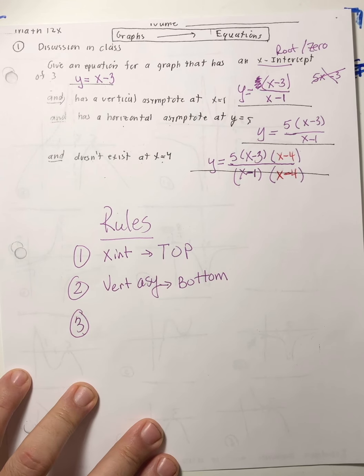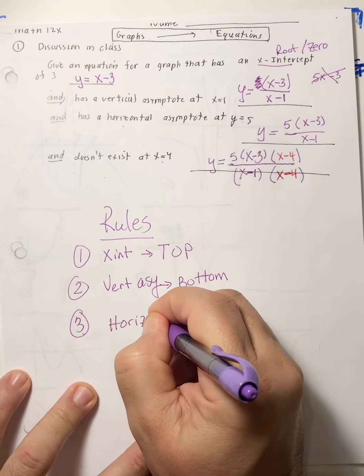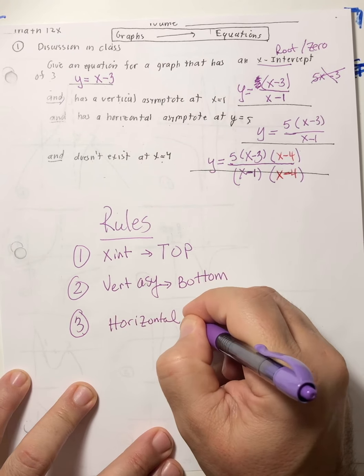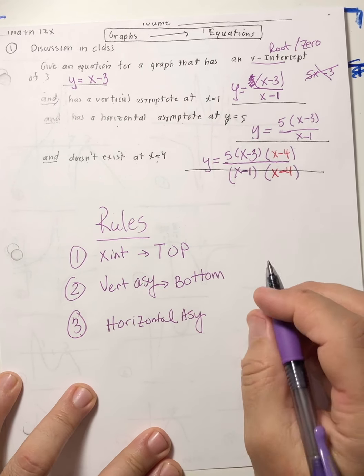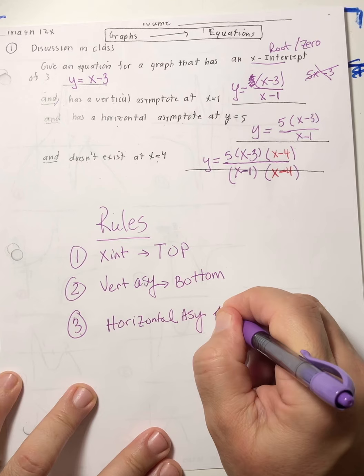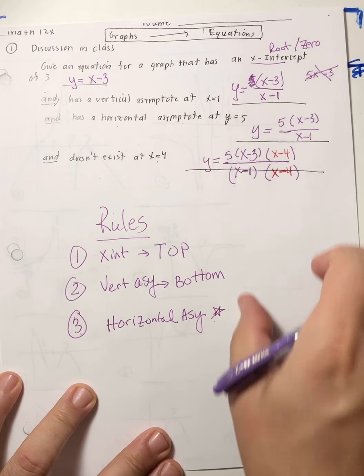Then we take care of our horizontal asymptote. And I'm going to put a star next to that, because that star is going to refer to adjustments. I'm going to write stuff down over here.